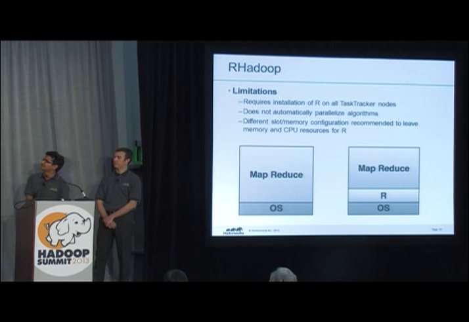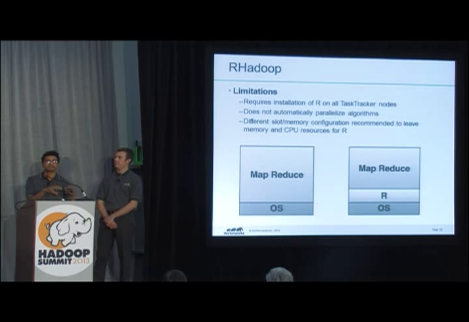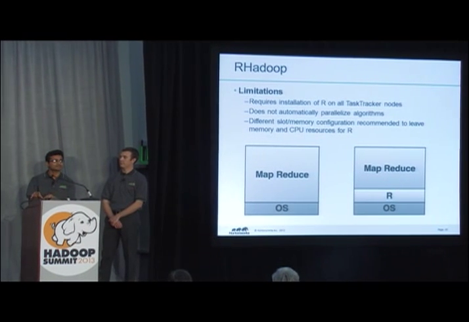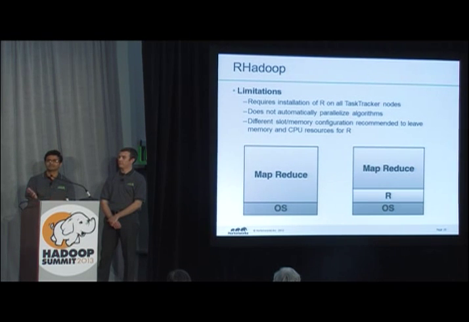Then this is one key limitation. When you do a slot and memory configuration on each node in your cluster, we leave some space for the OS and then use the rest for MapReduce. But in this case, you need to leave some space for R, which is outside your scheduler, because you cannot really schedule what R is doing. So there's an OS layer, there's a consideration for leaving CPU cycles and memory for R, and then you need to use the rest of the space in your configuration.